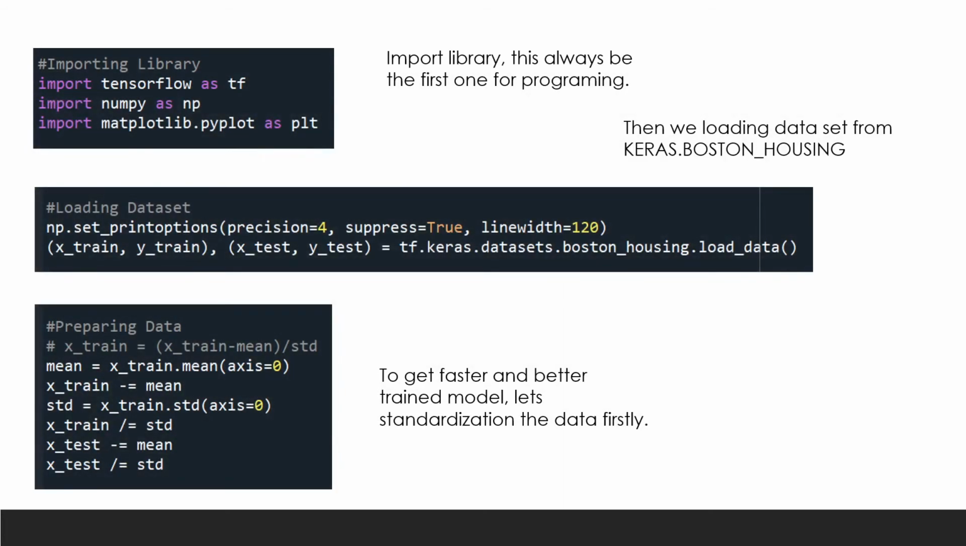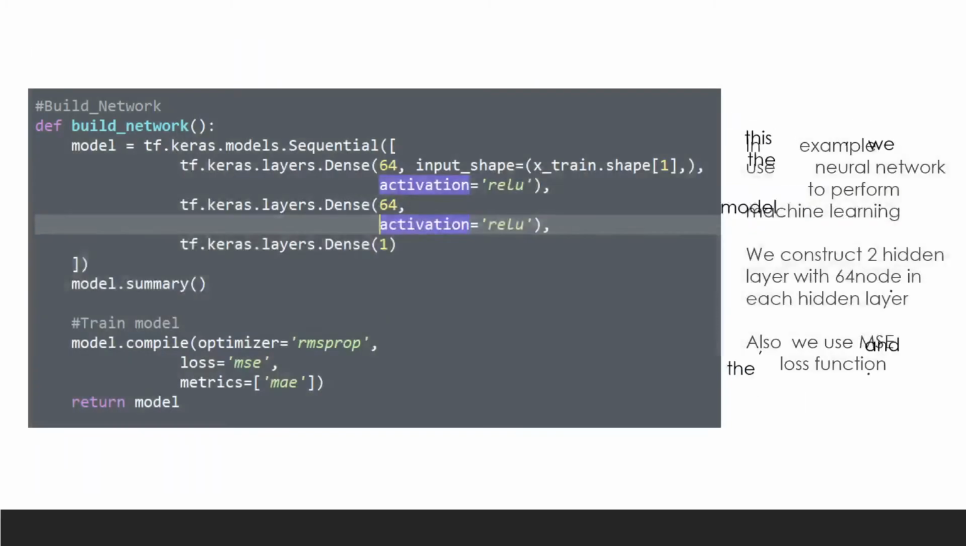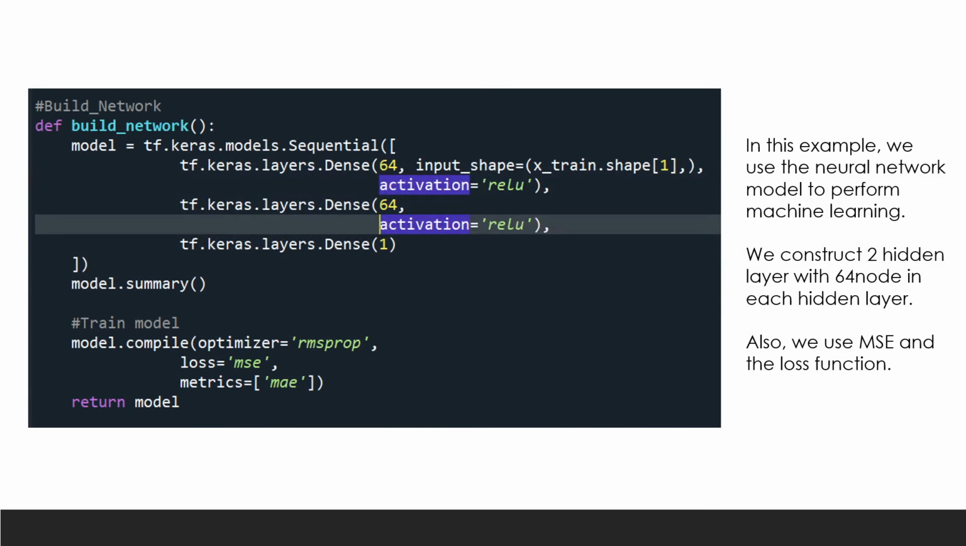In Python, we import the libraries. This is always the first step in programming. Then we load the data set from Keras, boston_housing. To get a faster and better trained model, let's standardize the data first. In this example, we use a neural network model. We construct 2 hidden layers with 64 nodes in each hidden layer. We also use MSE, or mean squared error, as the loss function.